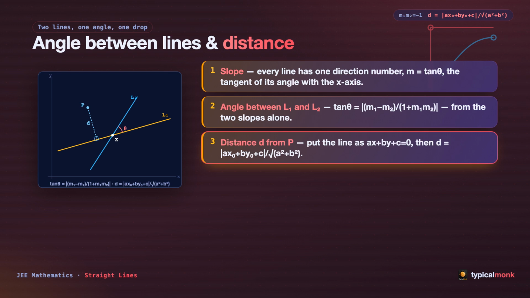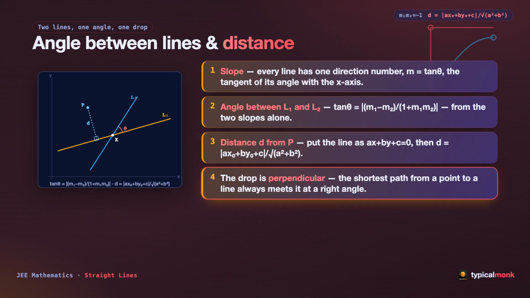The distance d from the point P: first write the line as a x + b y + c equals 0, then d equals the modulus of a x₀ + b y₀ + c over the square root of a squared plus b squared. And that drop is always perpendicular. The shortest path from a point to a line meets the line at a right angle every time. That right angle is why the formula works.